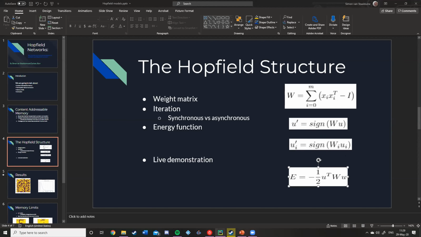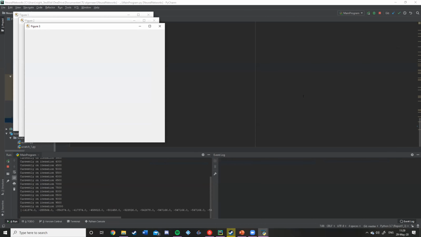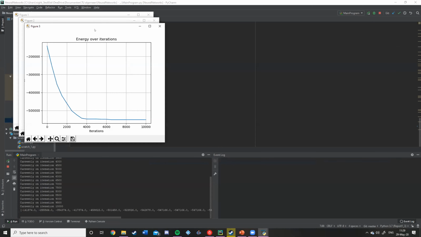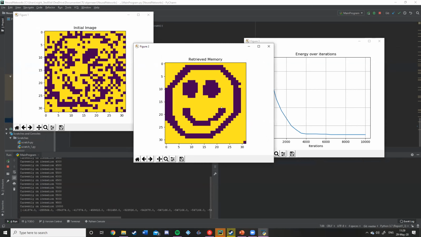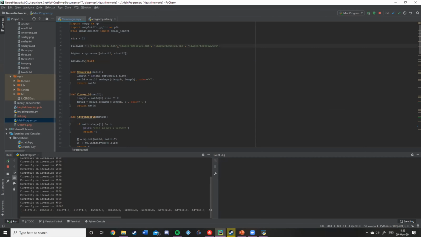So for a live demonstration, here is the code. If I run it once, then we can see here an energy graph, the initial image that we trained within the network, and the initial image that is corrupted with noise. And this network was trained with about 4 images. I can give a noisy image of any one of these 4 images, and it will return the correct image back.